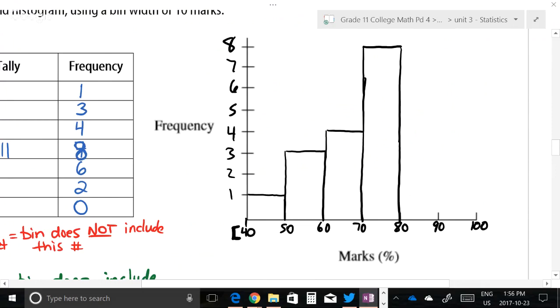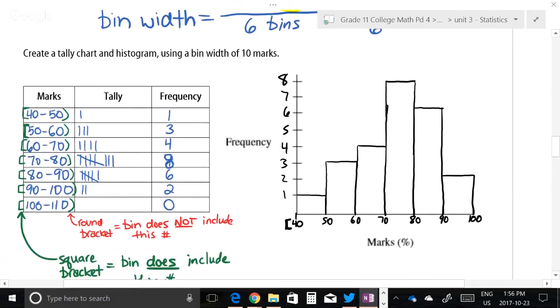How many people were between 80 and 90? 80 to 90 is 6. Very good. And lastly, between 90 and 100. Dos. I didn't even bother putting a bin after that because there's nobody in it. Does that make sense? Right. And then I'm going to fill this in just so it looks pretty.